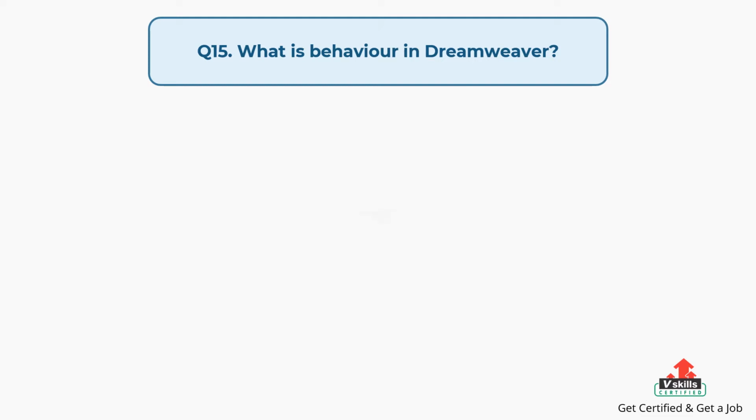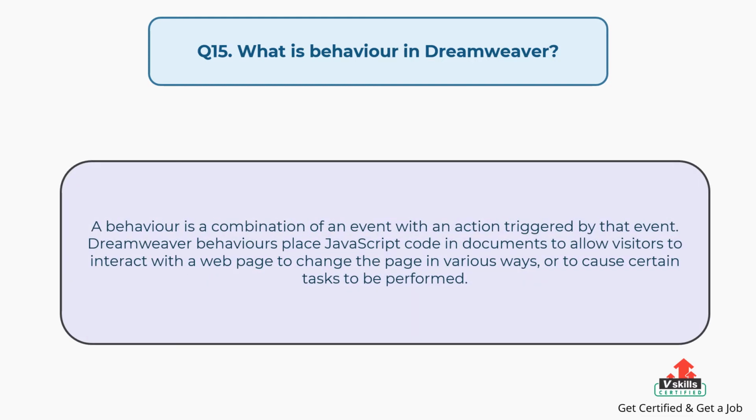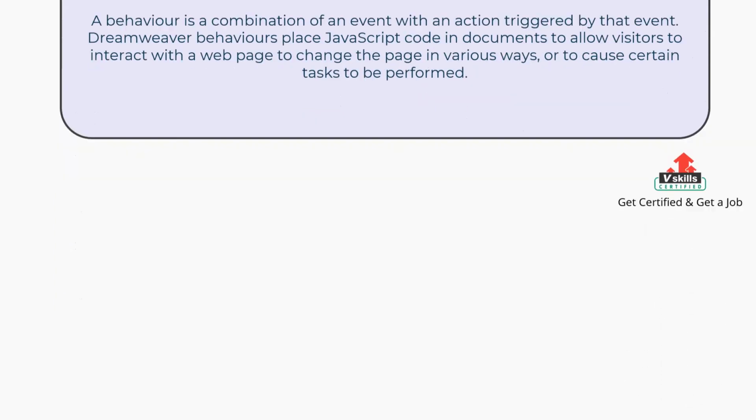The answer is, a behavior is a combination of an event with an action triggered by that event. Dreamweaver behaviors place JavaScript code in documents to allow visitors to interact with a web page to change the page in various ways, or to cause certain tasks to be performed.